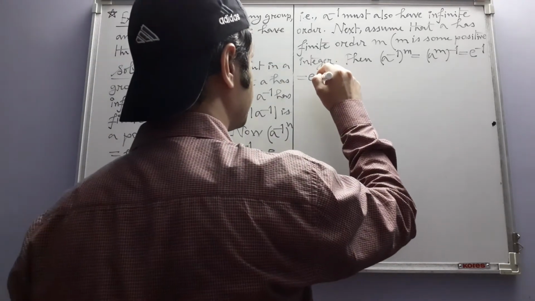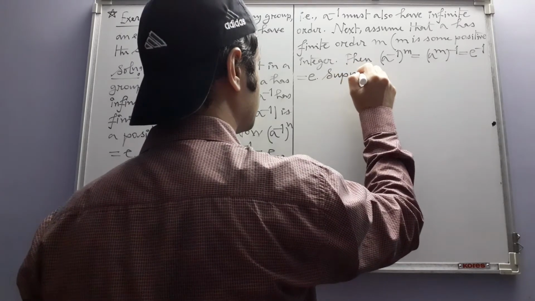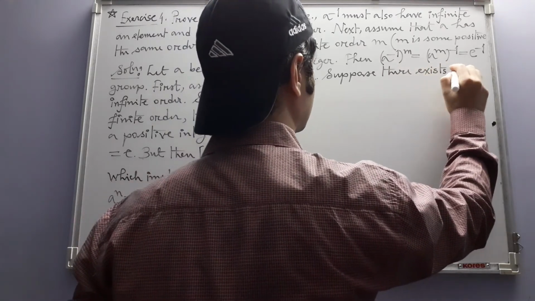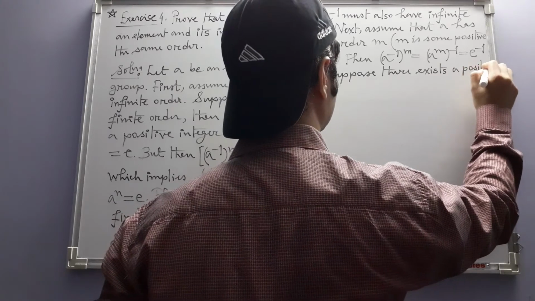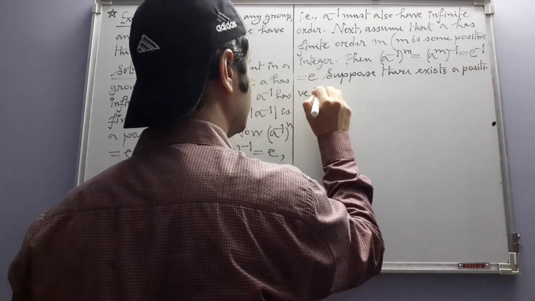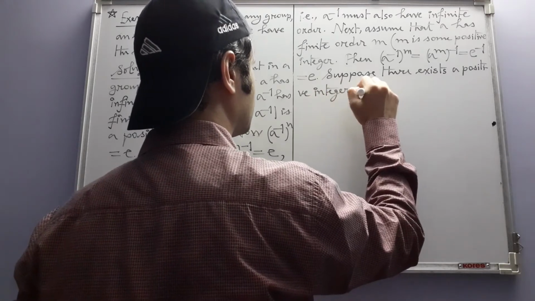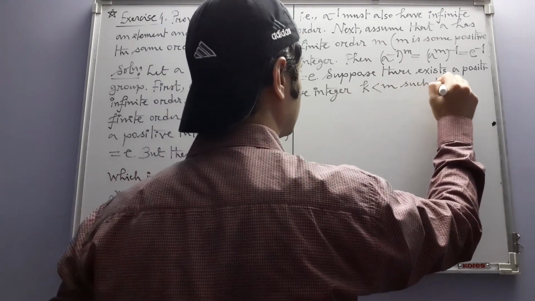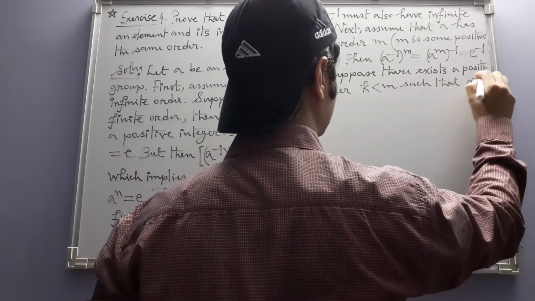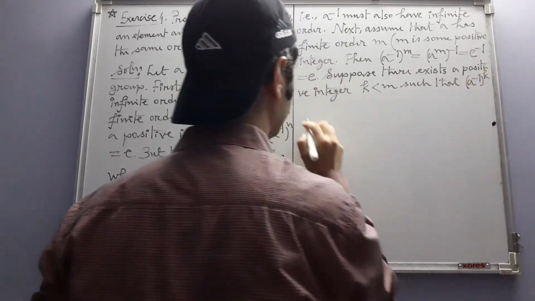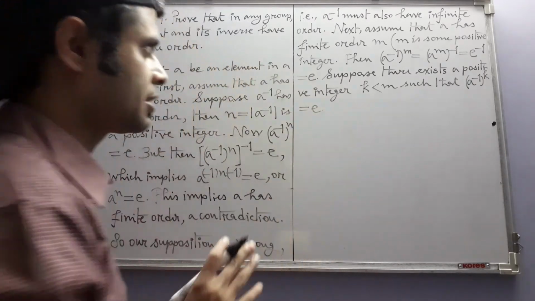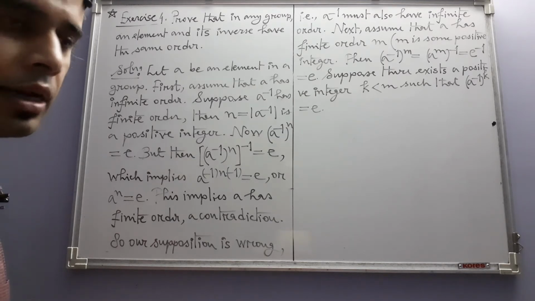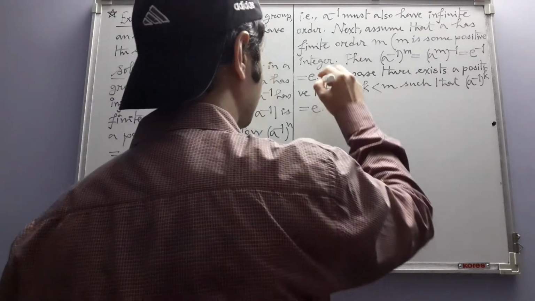So for that, suppose there exists a positive integer k less than m such that A inverse to the power k is equal to identity. We have supposed that there is one such k that is less than m and still the kth power of A inverse equals identity. Now this will create a problem and that's what we want.